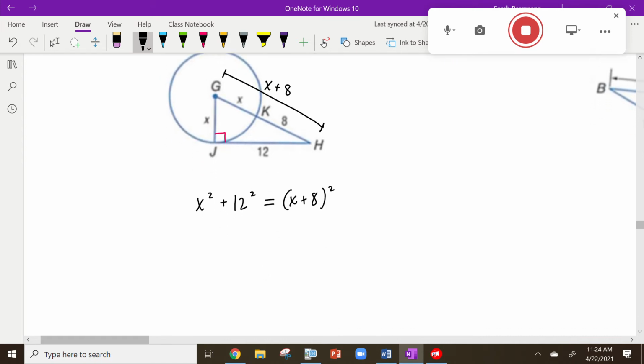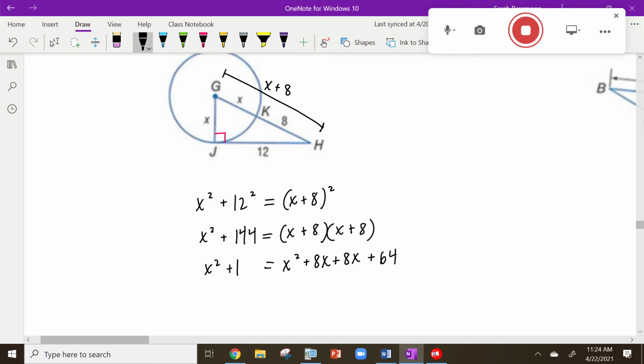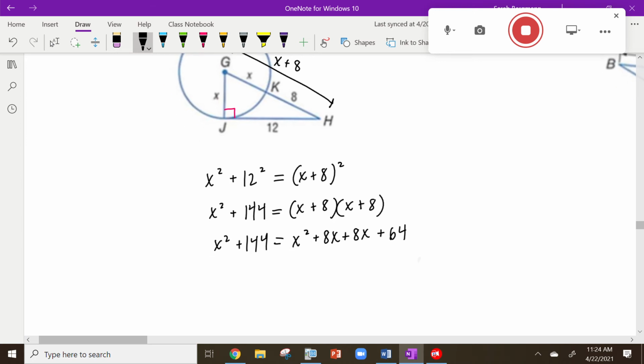Now in order to solve this, the first step, we can square 12 to give us 144. Now, if we want to square x plus 8, the whole quantity, you have to multiply it by itself. So we have to distribute this. X times x is x squared. X times 8 is 8x. 8 times x is again 8x. And 8 times 8 is 64. Let's combine our like terms on the right side.